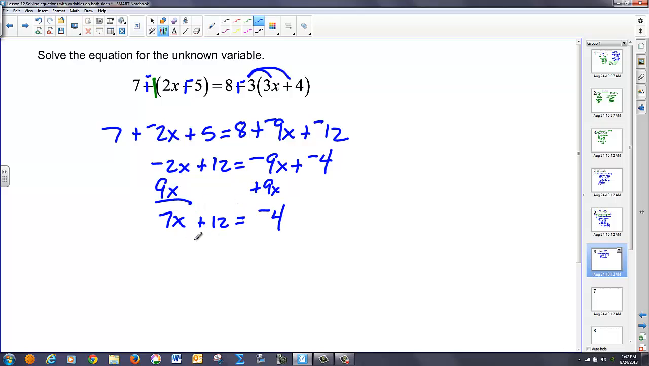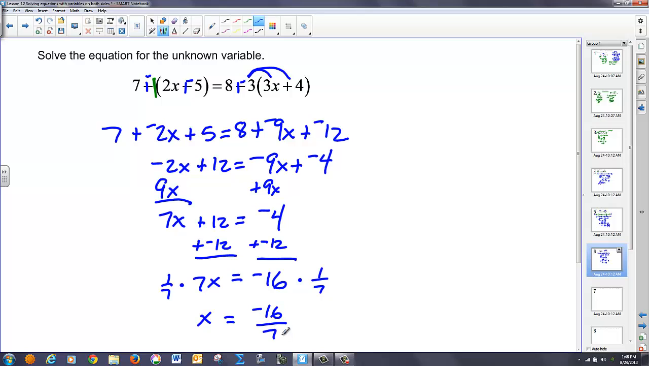I'll then get rid of this constant term of 12 by bringing it to the other side. So I'm going to add a -12 to both sides. Leaving 7x on the left and -16 on the right. I want to undo the multiplication of 7. So I'll multiply both sides by 1/7. And my answer will end up being -16 over 7.